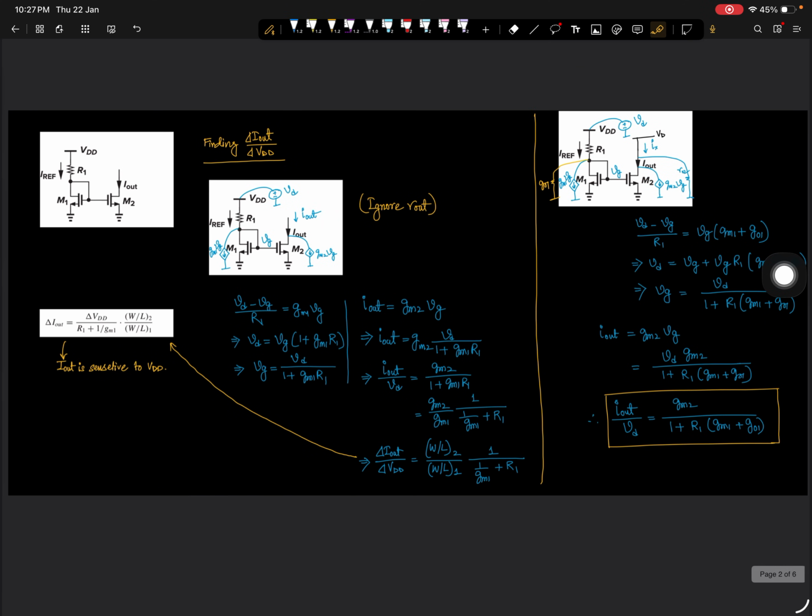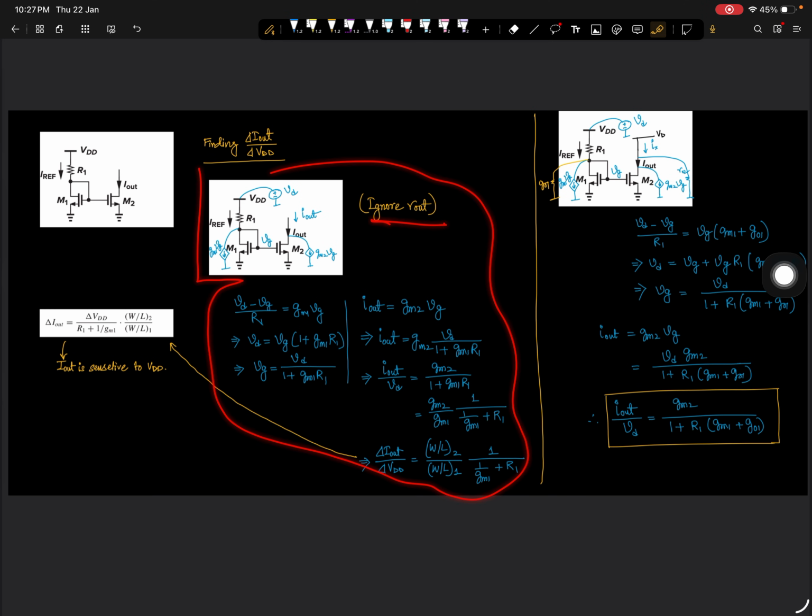Now let us try to find out how much variation there is in I out when there is a small change in VDD. So let us try to find out delta I out by delta VDD. The derivation is pretty simple, so I have explained it here. You can look at it.